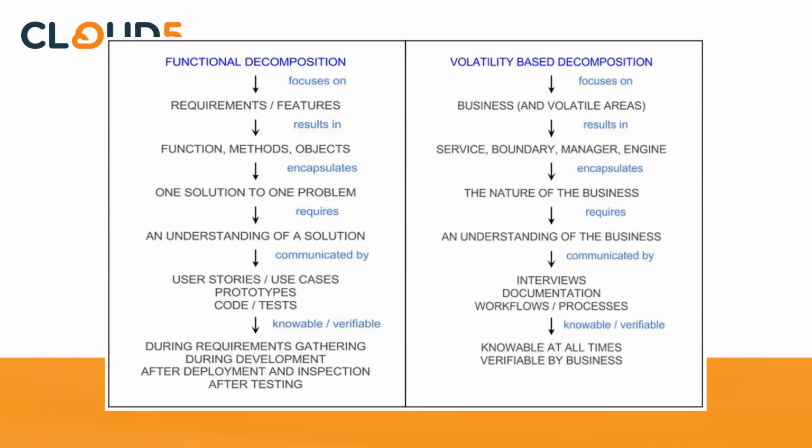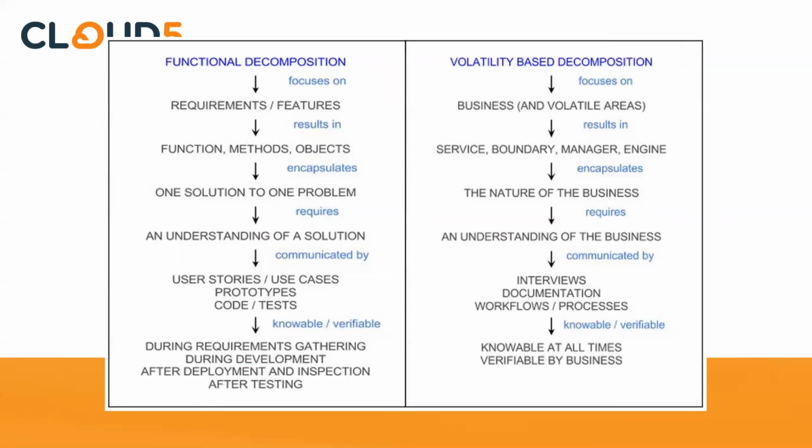In functions, you are asking what are the features and functionality. In volatility, you're asking what are the business areas and what are their ability or probability of change, and you're architecting around change, not around functionality.